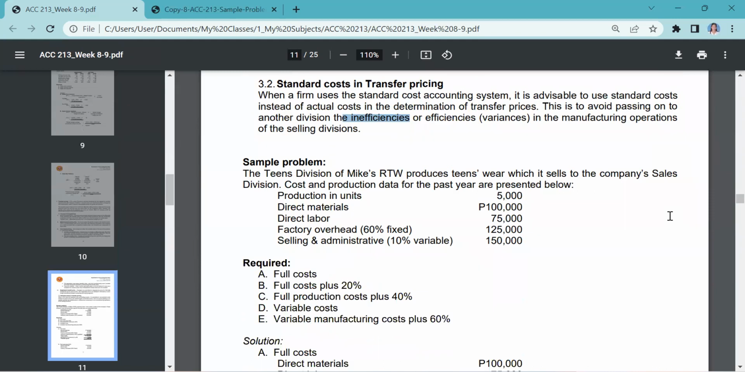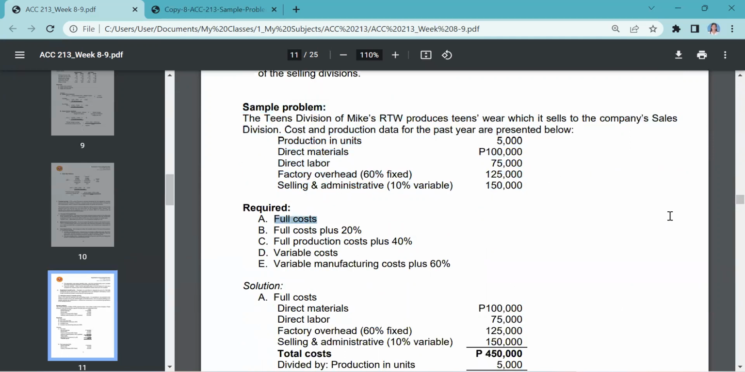So we have here a sample problem, although this one is very simple because all you have to do is perform the computation. The objective here is to compute for the transfer price based on these particular methods. So letter A, Teens Division of Mike's RTW produces teenswear which it sells to the company's sales division. So cost and production data for the past year are presented below. So this is the information.